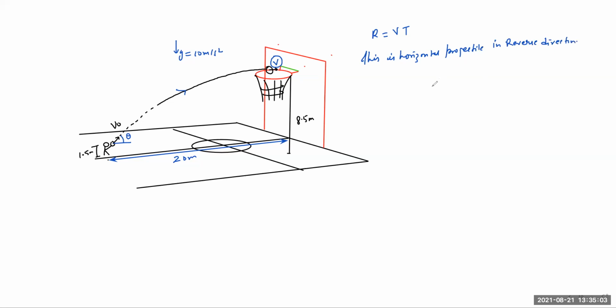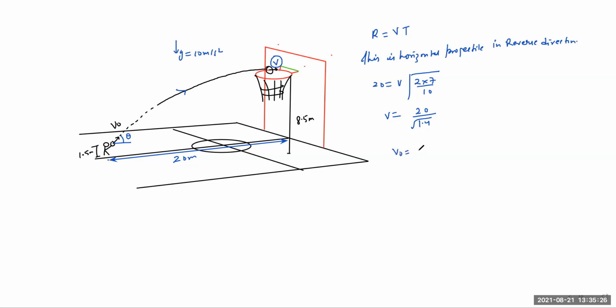And we can find the answer V easily. So we know range equals V into T. So range is how much? 20. And T is how much? Root of 2h by g. So V turns out to be 20 upon 1.4. No, I will not solve this further. And what is V naught?